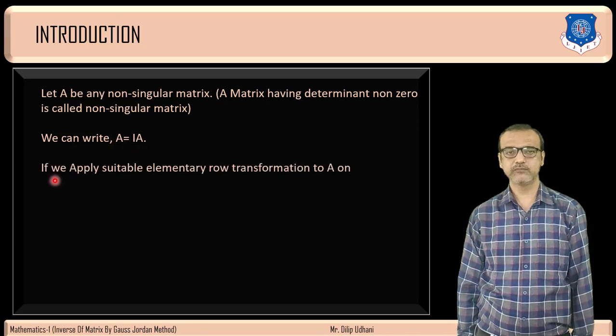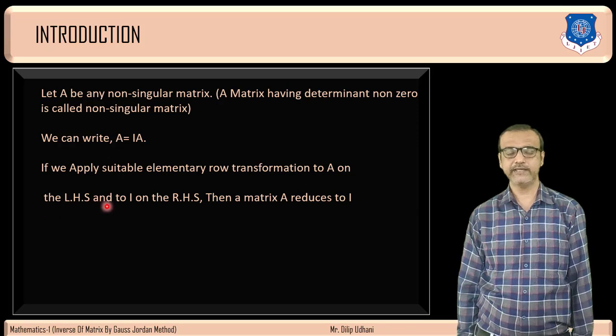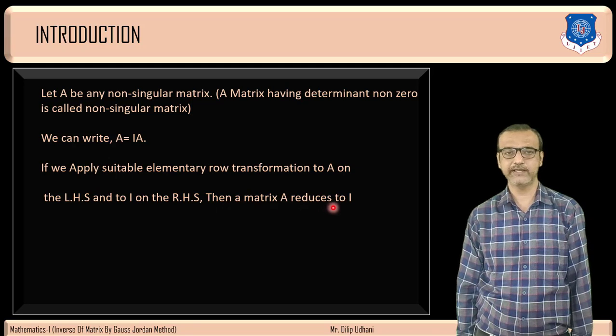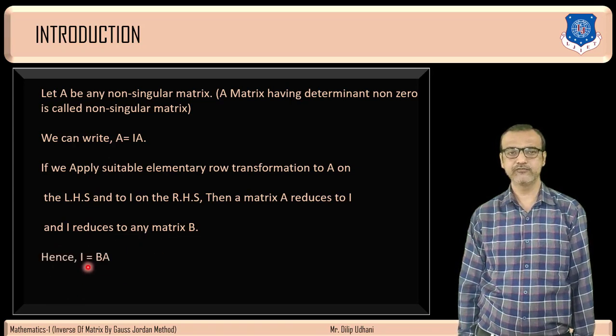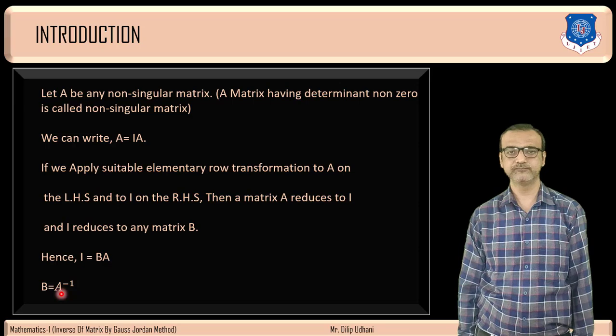If we apply suitable elementary row transformations to A on the left hand side and to I on the right hand side, then matrix A reduces to I and I reduces to some matrix B. Hence I equals BA, so B equals A inverse. So these are the steps we have to follow. With the help of these steps, we can find out the inverse of a given matrix using Gauss-Jordan method.